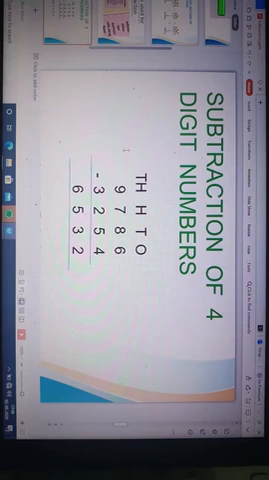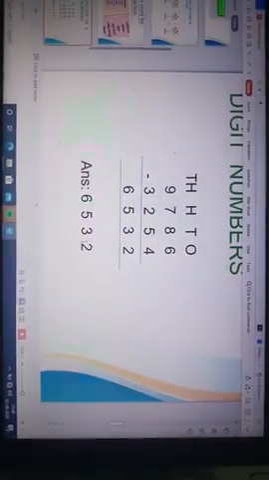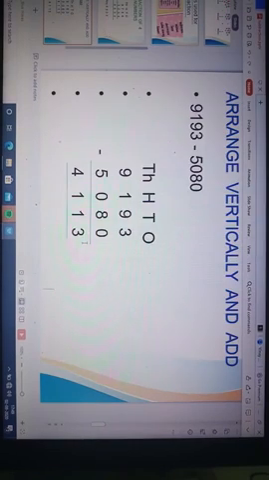And the answer is 6532. Now next is arranging vertically and subtracting. Now again two numbers have been given. 9193 minus 5080. First of all, arrange these numbers in columns and then subtract. Write the bigger number down first and after that the smaller number.